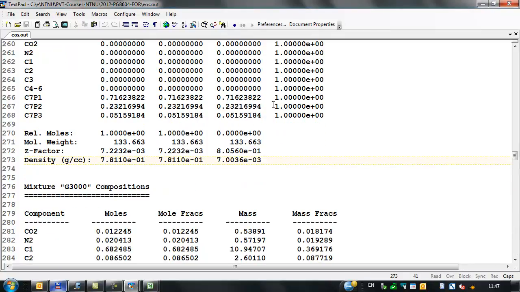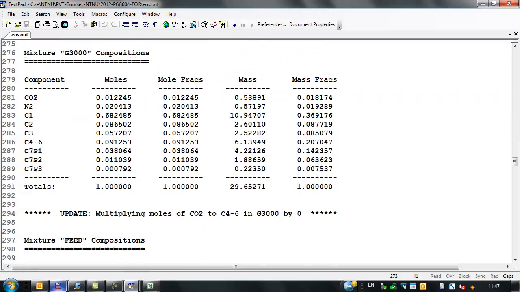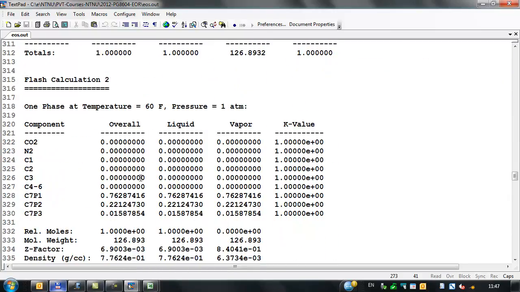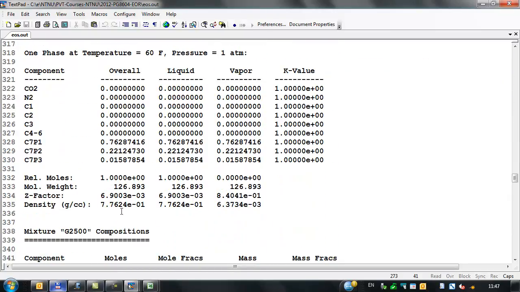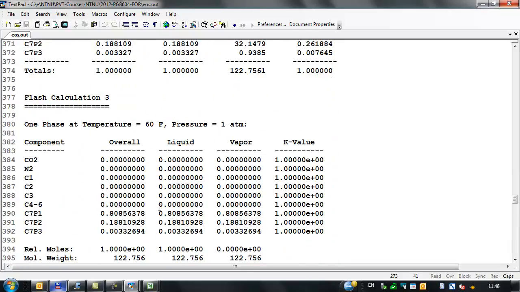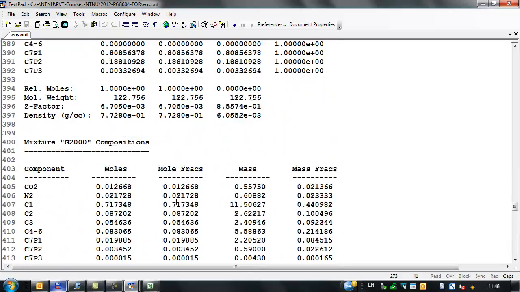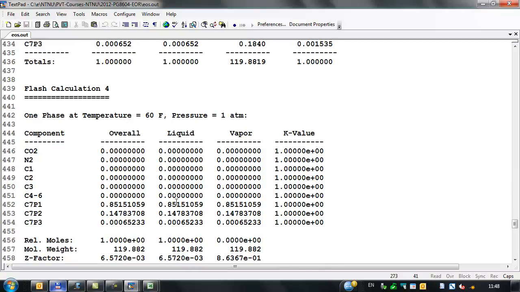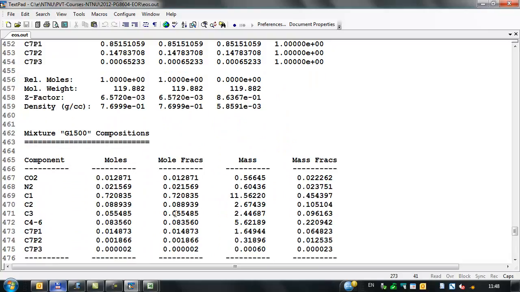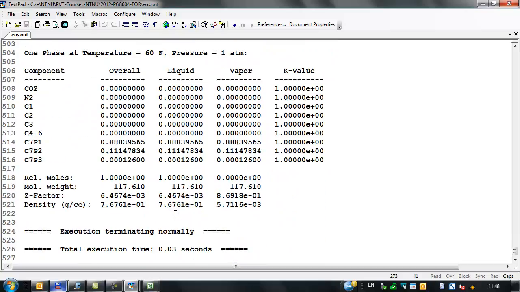Okay, so we got 781, 776, 773, 770, 767. So it's not changing much, but at least we now know the magnitude of that change.